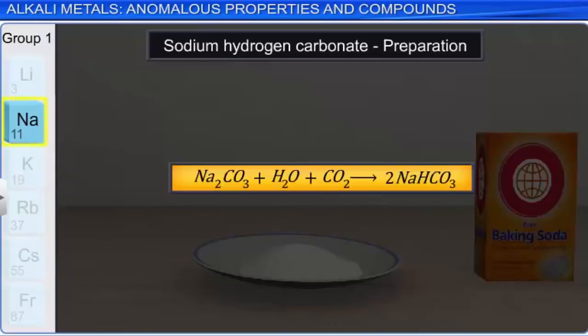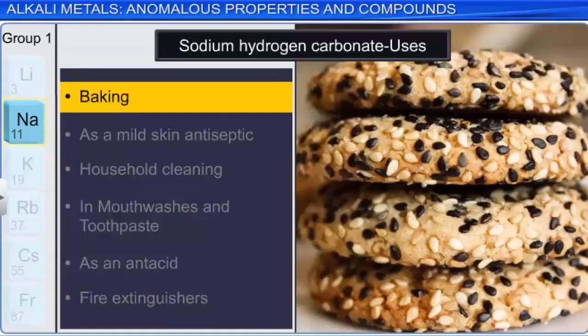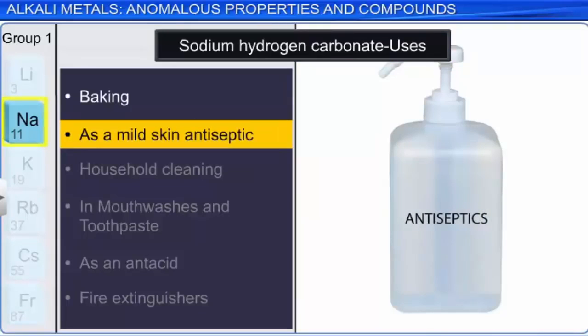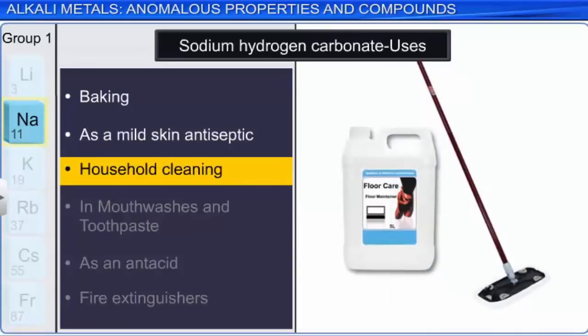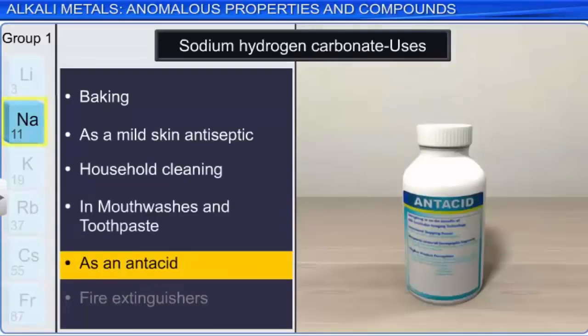Sodium hydrogen carbonate is also formed with the Solvay process. Baking soda is used for a variety of purposes. It is used in baking, of course. It can be used as a mild skin antiseptic, as a household cleaner, as an ingredient in mouthwash and toothpaste, and as treatment for indigestion due to acidity, that is, as an antacid. It is also used in certain types of fire extinguishers.